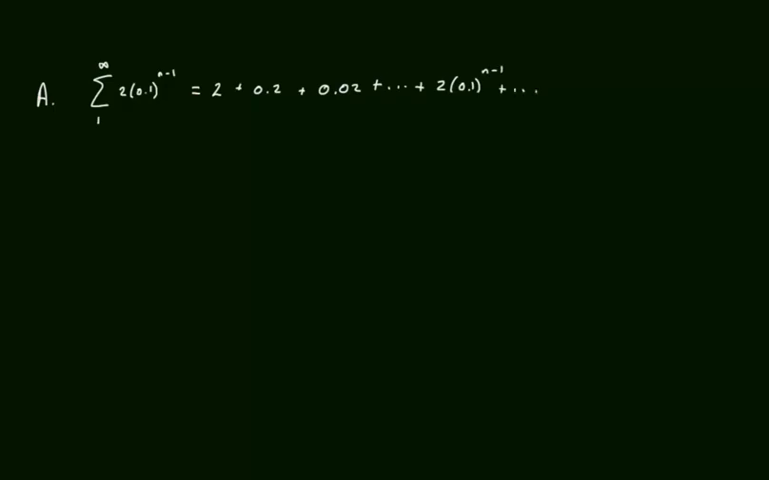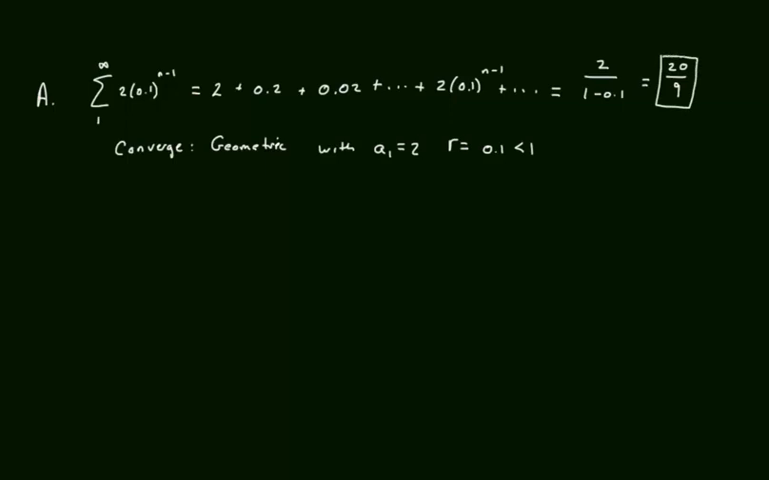Now this is going to equal some number. It's going to converge to some number. So this is going to converge, and I can tell by observation that this is going to converge. Why? Well, we would say it's geometric with a1, the first term, being 2, and the common ratio being 0.1, which is less than 1. So this is going to converge to first term over 1 minus common ratio, and so that's going to equal 20/9. It's going to converge to 20/9, and we could tell that by observation.